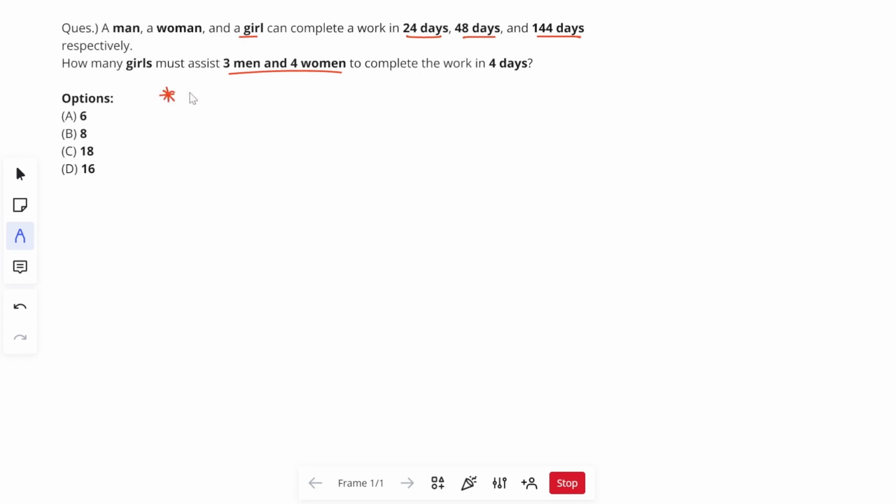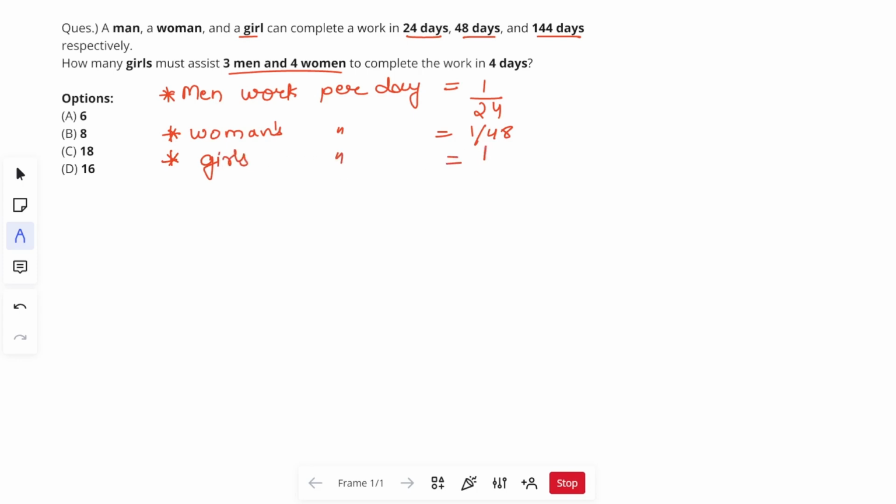First thing that we are told is man's work per day. We can deduce that from the data given. Man, woman and girl can complete the work in 24, 48 and 144 days. Via this we can write it: in one day a man can complete 1 by 24 of the work. In the same way, woman's work per day is 1 by 48. In the same way, girl's work per day is going to be 1 by 144. We have noted down these values. Now let's see how many girls must assist 3 men and 4 women.